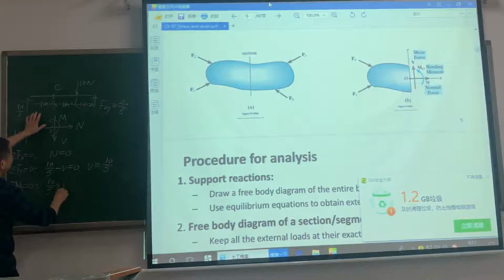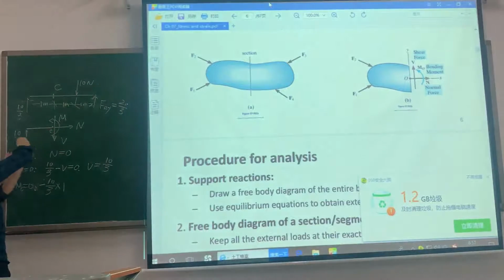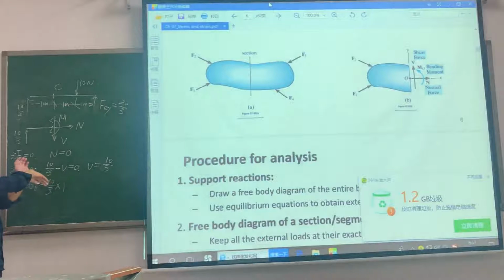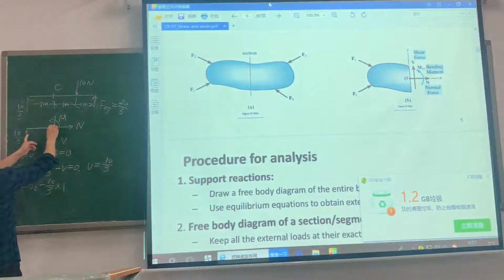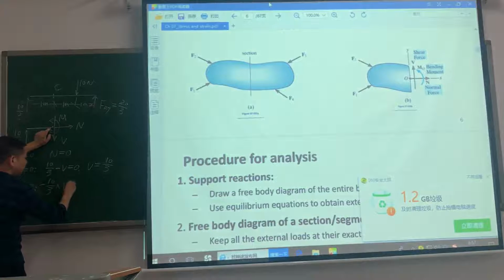Times 1 is minus because it's clockwise. Yes or no? Clockwise. This one is anti-clockwise. So we can find it.